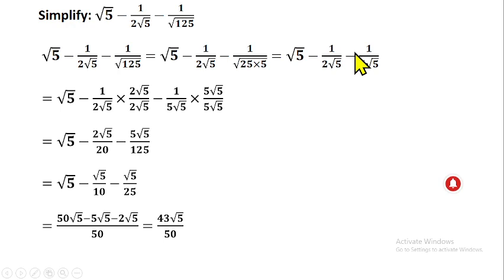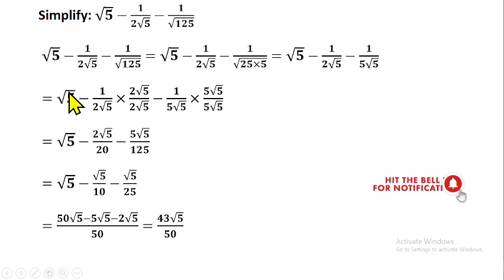So that means you have root 5 minus. If you rationalize this surd, we have 2 root 5 to multiply up and down. It's only multiplying this surd, not everything, because this is an expression, not an equation. Then minus 1 over 5 root 5, which is this one. Then we rationalize this one as well by multiplying up and down by 5 root 5, which is this. Do we understand? Good. So we have root 5 minus.